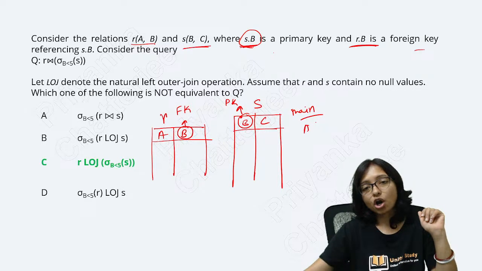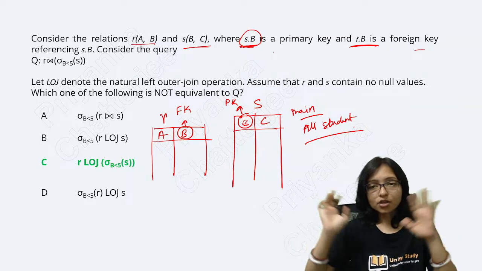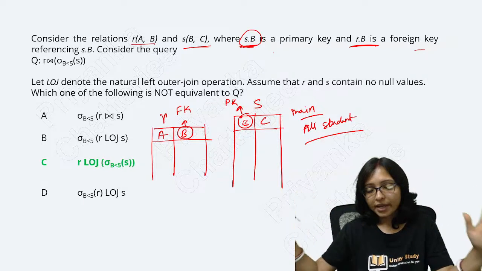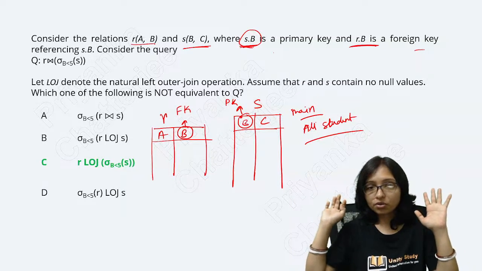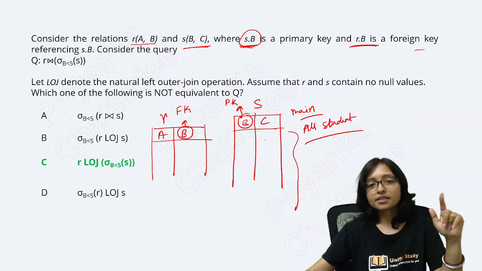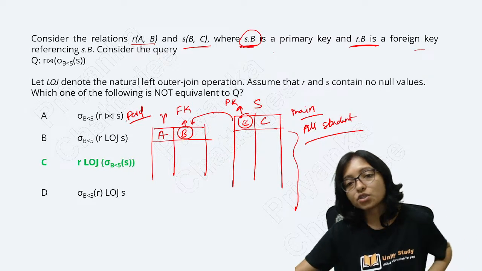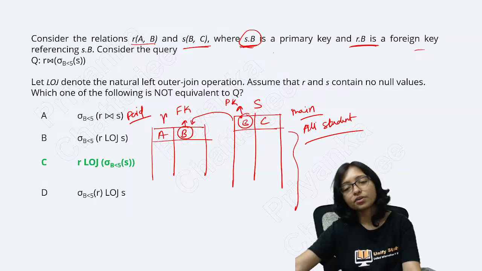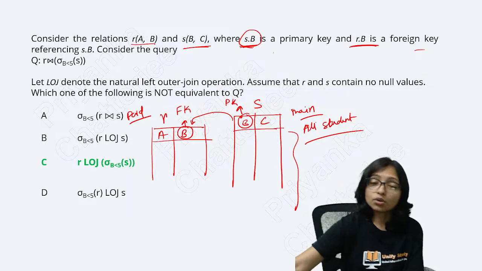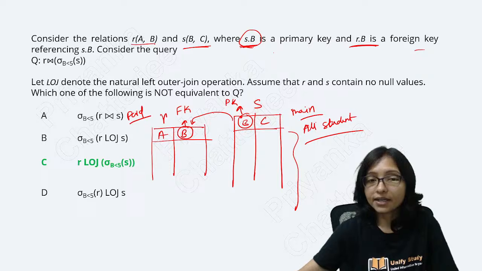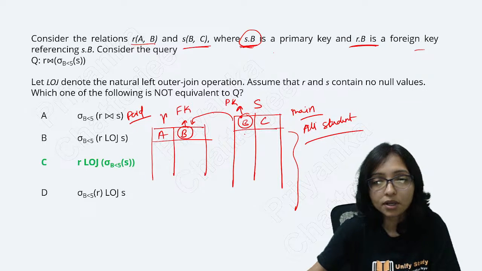This is all students, like in a YouTube class: all students, free students, paid students, all the students of Unified Study. This is this table, and this table is the paid students table. Out of all the students, those who are enrolled in Unified Study. So out of Unified Study, these are the paid students, and you have a roll number also.